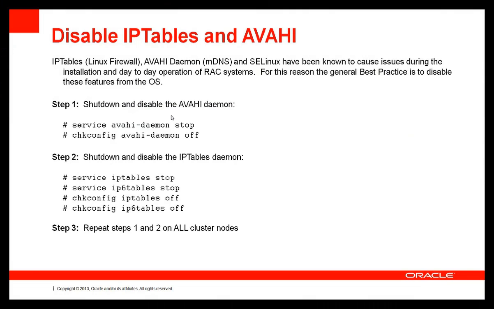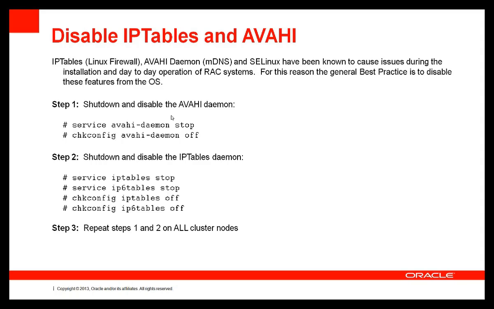The next step in our OS configuration is to disable iptables and the Avahi daemon, both of which are known to cause issues with RAC installation. So the Linux firewall, obviously we depend heavily on the private network, and we use various ports on that private network. So the Linux firewall tends to cause communication issues, so we're going to shut that down as a best practice.